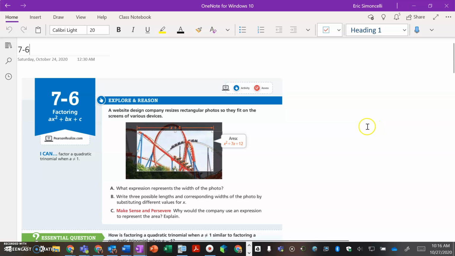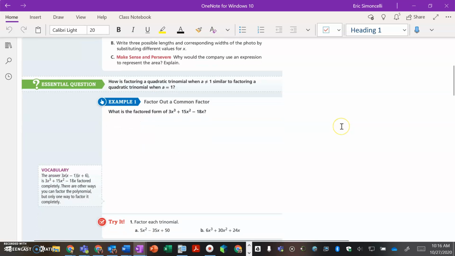So we've already discussed factoring x squared plus bx plus c such that a is equal to 1. Today we're going to be taking a look at when a is not equal to 1. First example, factor out a common factor. What is the factored form of 3x cubed plus 15x squared minus 18x?